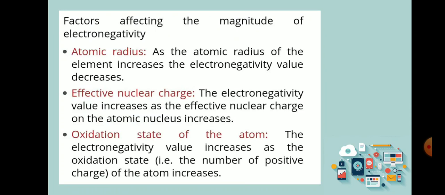Factors affecting the magnitude of electronegativity. First, atomic radius. As the atomic radius of the element increases, the electronegativity value decreases. Second one, effective nuclear charge. The electronegativity value increases as the effective nuclear charge on the atomic nucleus increases.